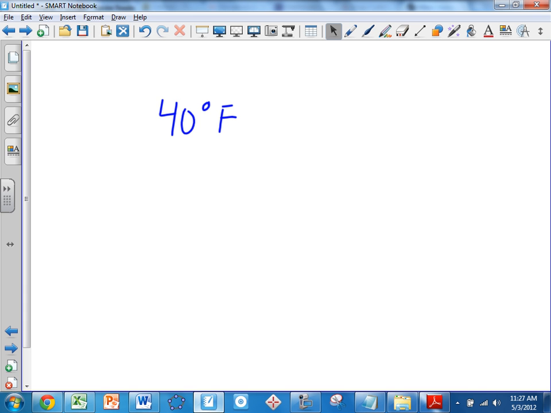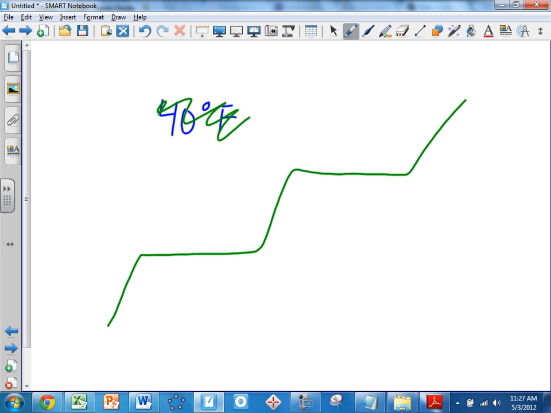Remember our phase change diagram? Just so we're all familiar, somebody annotate or dictate what's going on, please. Solid. What's happening to it though? Heating up. Good. Solid heating up.